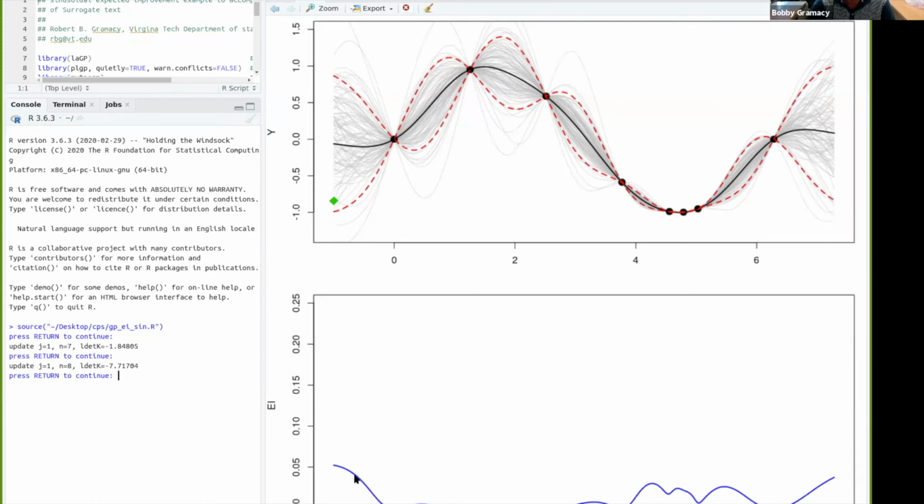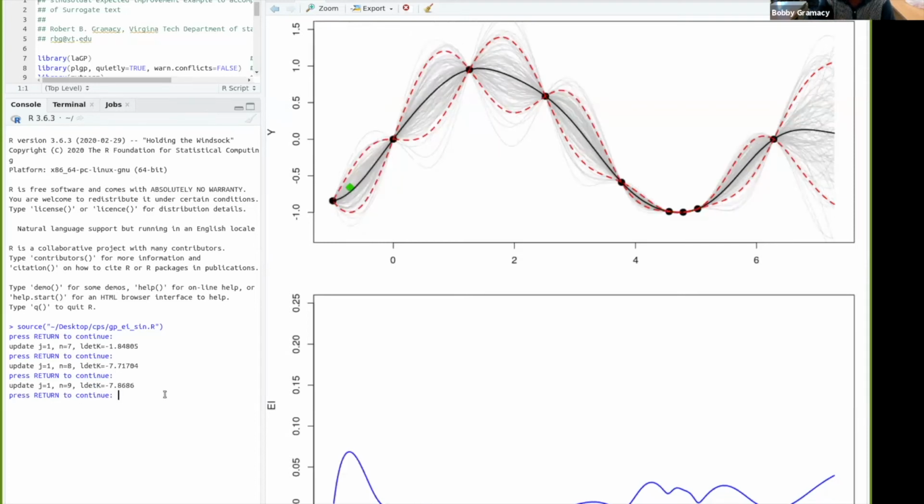The next point to take, the next place expected improvement is maximized, is here. We believe that the response is going to be there, but we have a wide interval, and that was right, because look where the truth is, it's low. The function did not stay flat, it went down. And so we were right to worry that might happen. And when I take this point, it's going to dramatically change what we believe nearby.